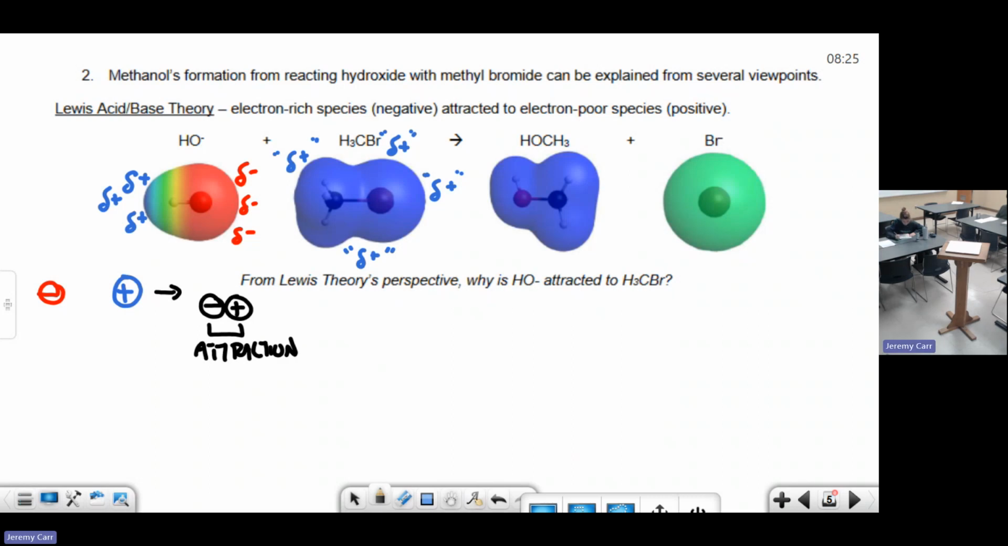So the two of these are necessarily attracted to each other. This is one way of thinking about it from Lewis acid-base theory. We have an electron-rich side of the molecule that is interested in the overall electron density, or electron deficiency, if you will, in methyl bromide.